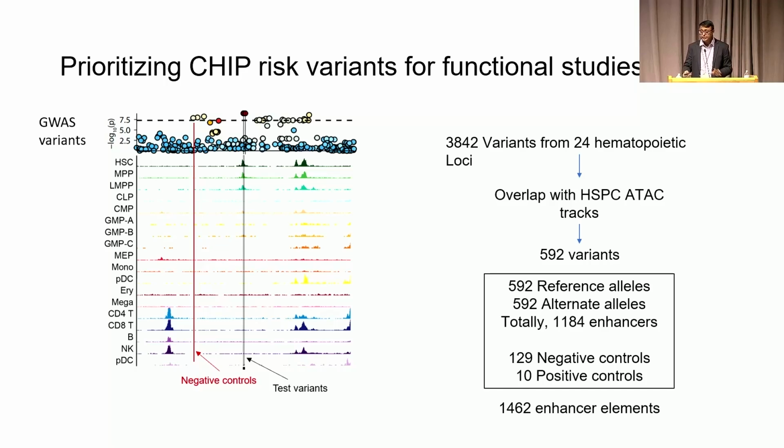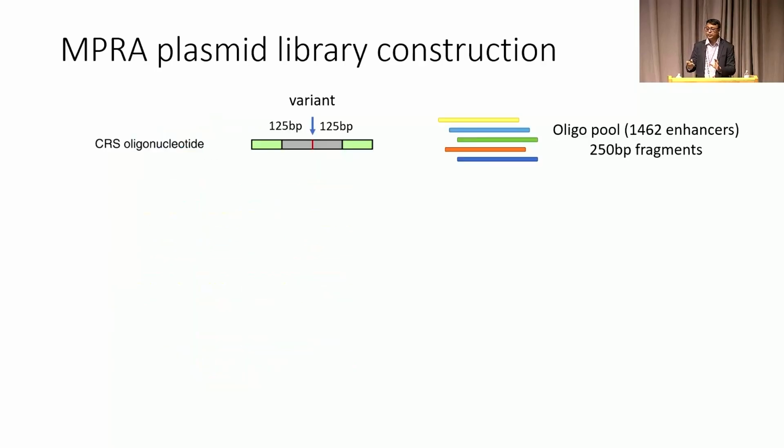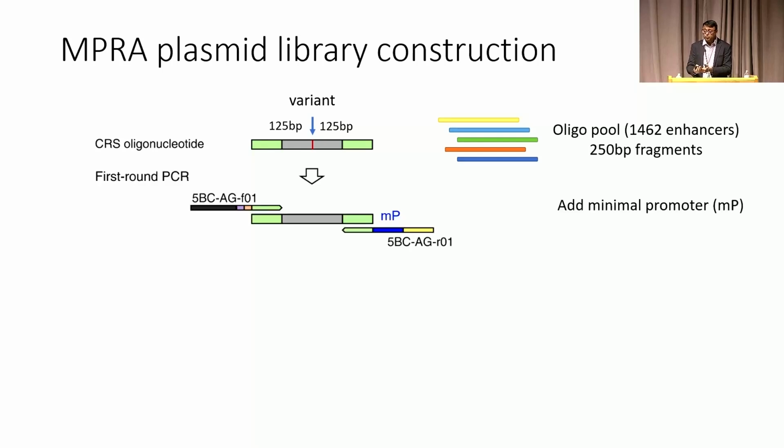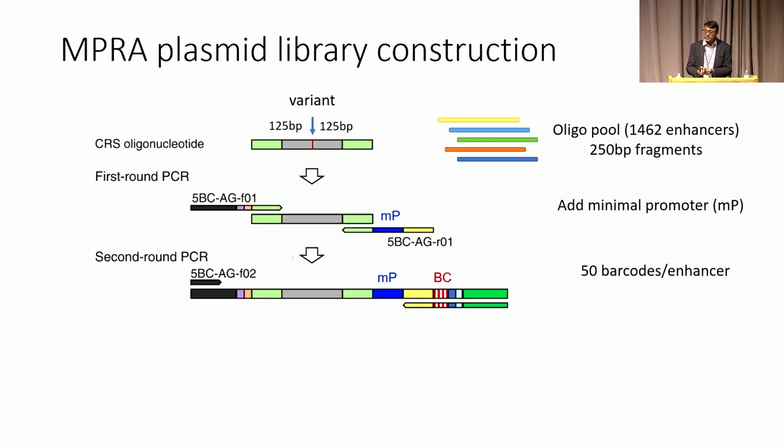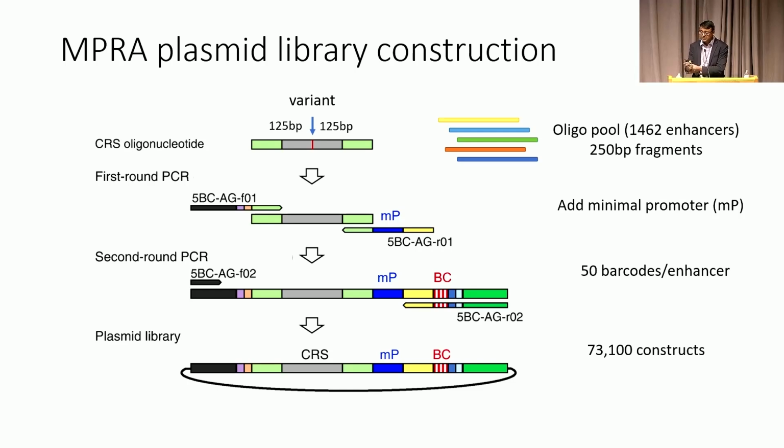The library generation part is pretty straightforward. You order these constructs as 250 base pair regions. We can test them by oligosynthesis approaches, and we can add both the minimum promoter by PCR method and also the unique 15 base pair barcodes by PCR method, and then we generate this pooled library of 70,000 constructs with 50 barcodes each for all these enhancer constructs.